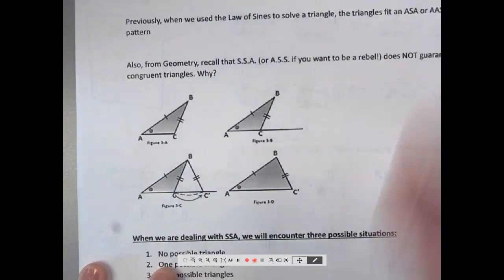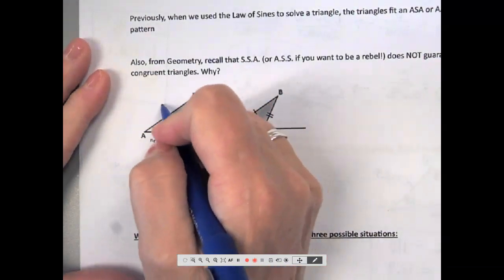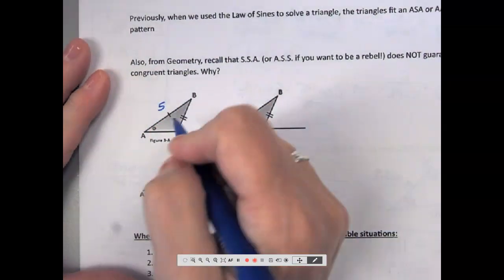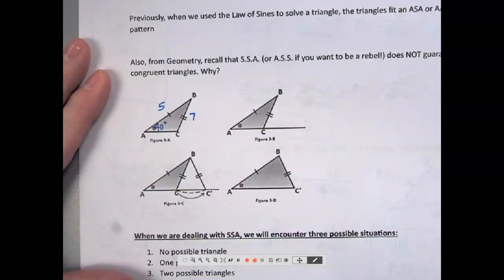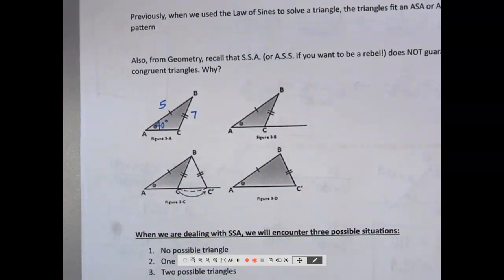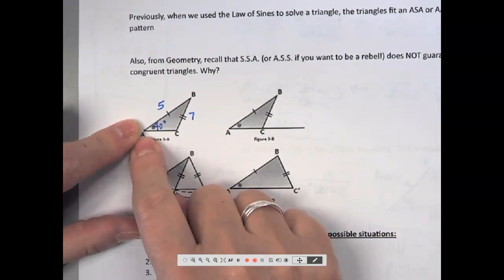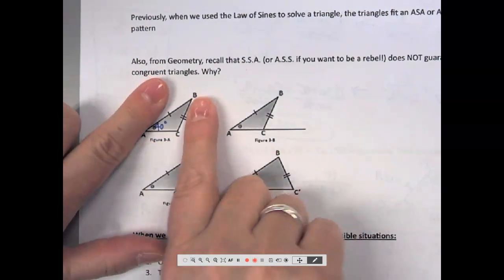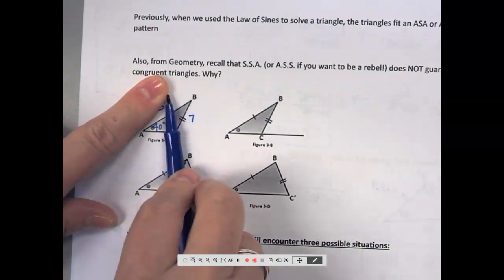Because, think about this picture down here. All right, let's say that I told you this has to be length 5, this has to be length 7, and this angle has to be 40 degrees. Other than that, you can do anything with the triangle you want. So this length of 5 and 40 degrees is locked in. And then I have this length of 7. Think of it like it's on a hinge here.